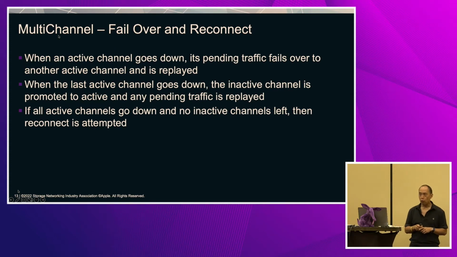So when do we ever do failover or reconnect? Well, if an active channel goes down, then any pending traffic is automatically failed over to the next active channel, and we replay it. You set the little SMB replay bit saying, hey, we're sending it again. When the last active channel goes down, then the inactive channel is promoted to active, and again, any pending traffic is now replayed over the inactive channel. If all your active channels go down and we have no inactive channels left, then we attempt to reconnect.